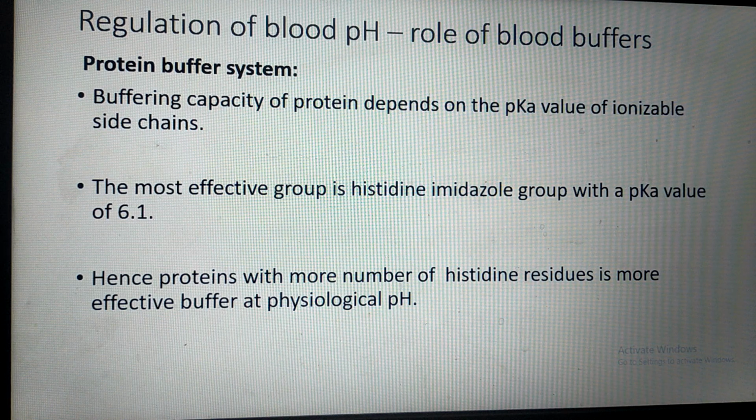Protein buffer system. All of us know proteins are made up of amino acids. Each amino acid has side chains in the form of R. We represent it by R. Buffering capacity of protein depends on pKa value of ionizable side chains. The most effective group is histidine, the imidazole group of histidine, which has pK value 6.1. Hence, protein with more number of histidine residues is a more effective buffer at physiological pH 7.4.